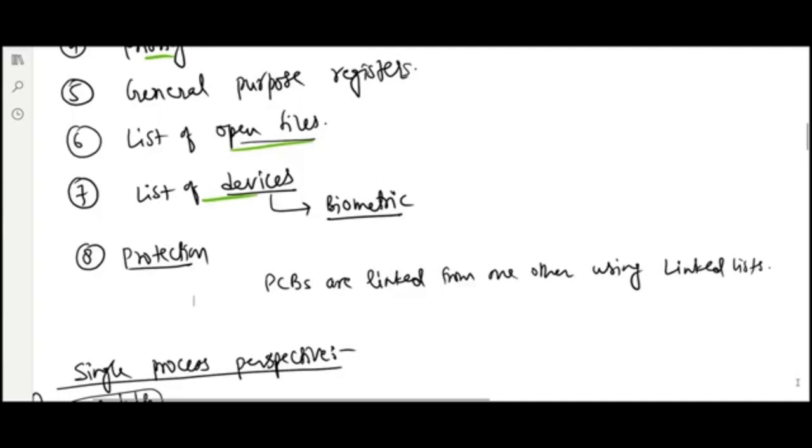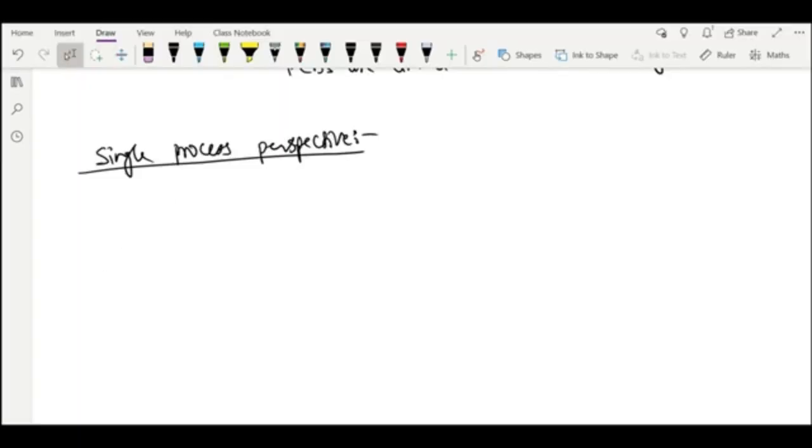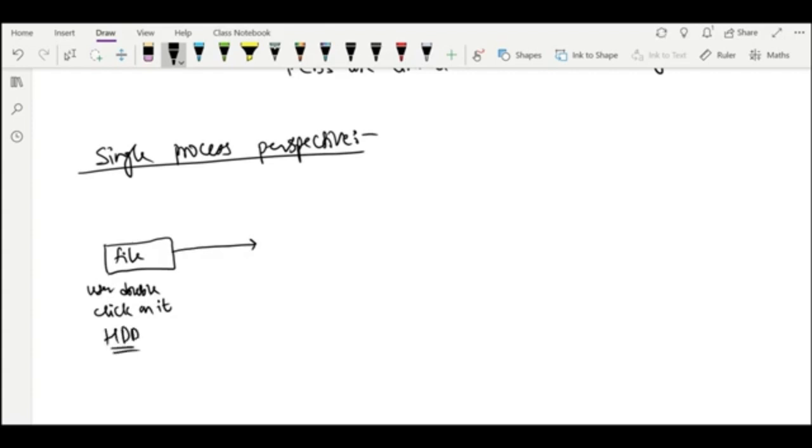Now let's see how a single process behaves in its entire life cycle. So when a process is created, when is the process created? Let's say you have this file, maybe a picture file, an image. As soon as the user double clicks on it, it starts loading from the hard disk. So it is available on the hard disk initially, and when you double click on it, it will start loading from hard disk to memory. And before loading, only the PID is assigned.